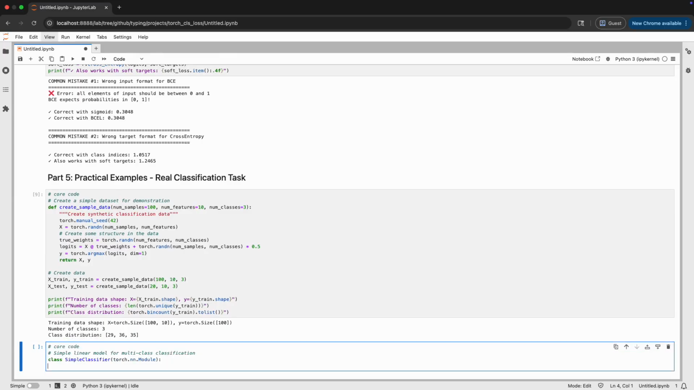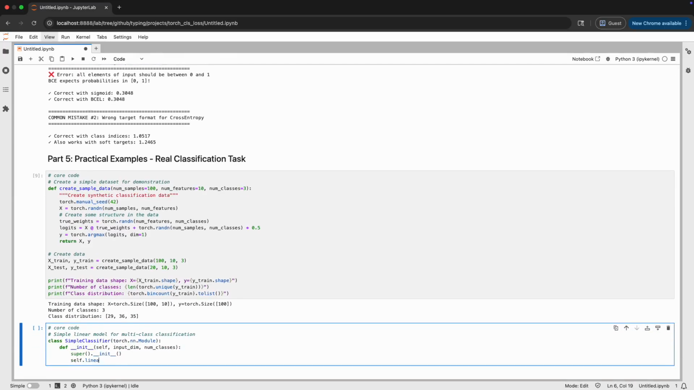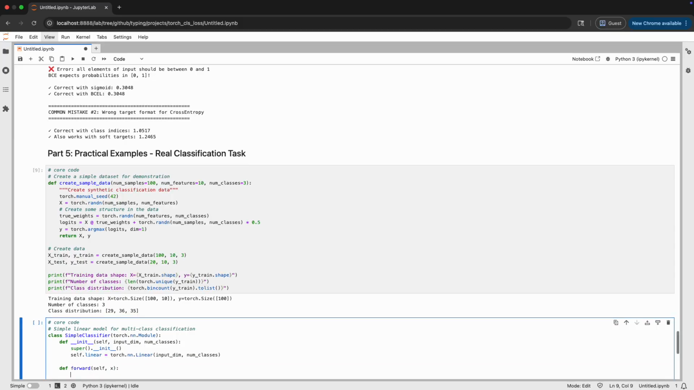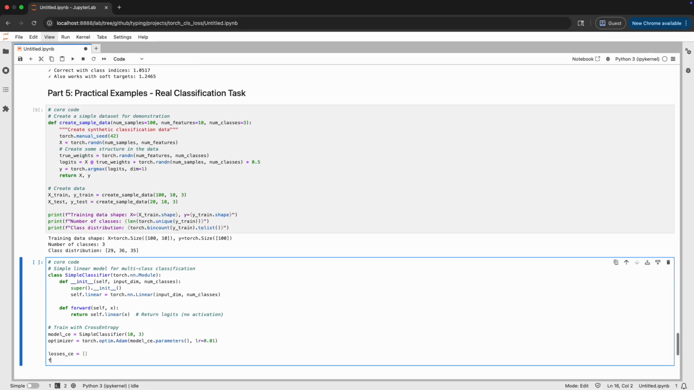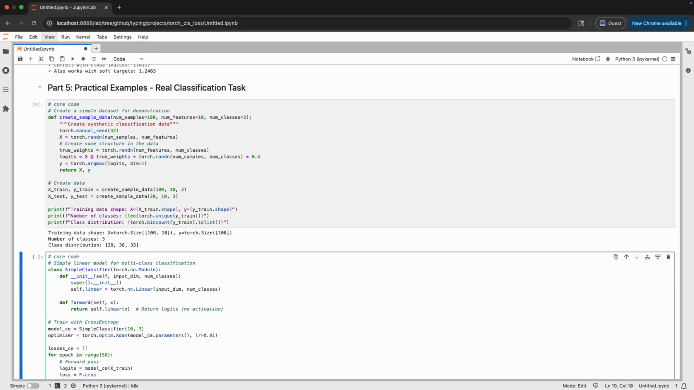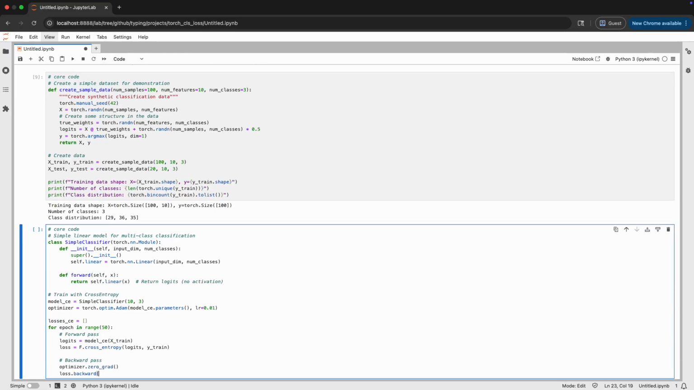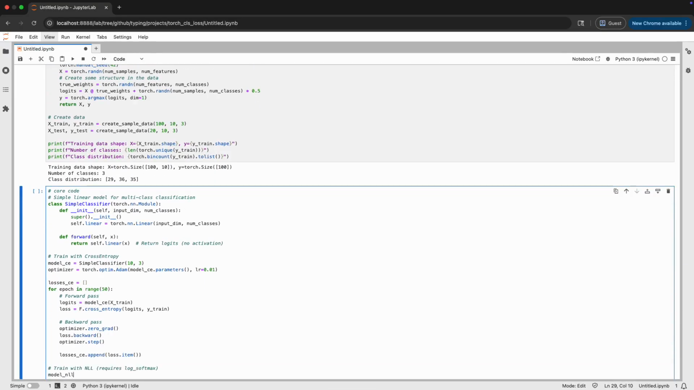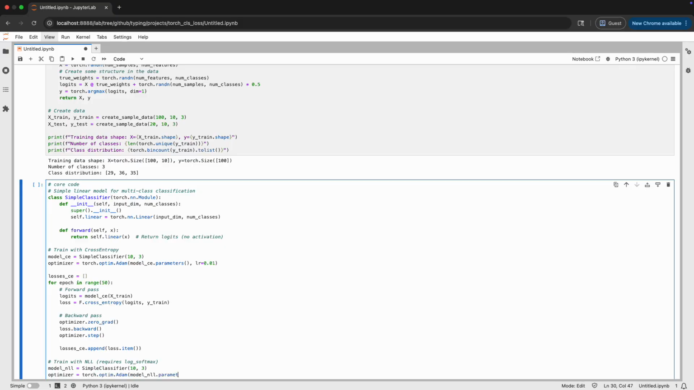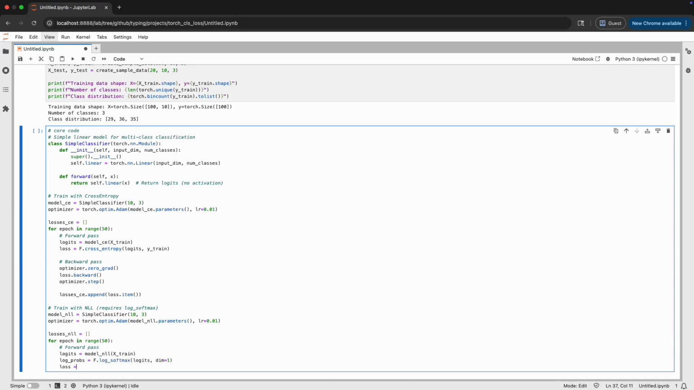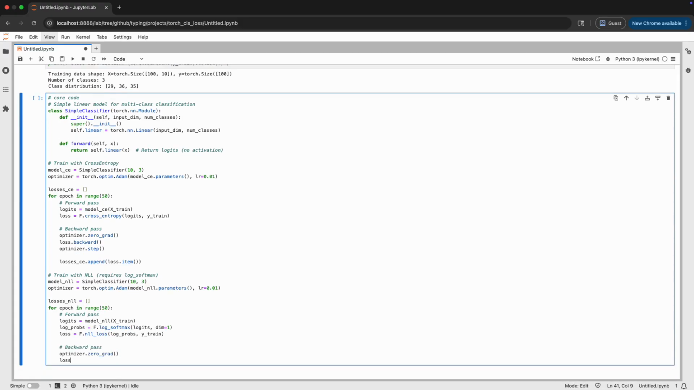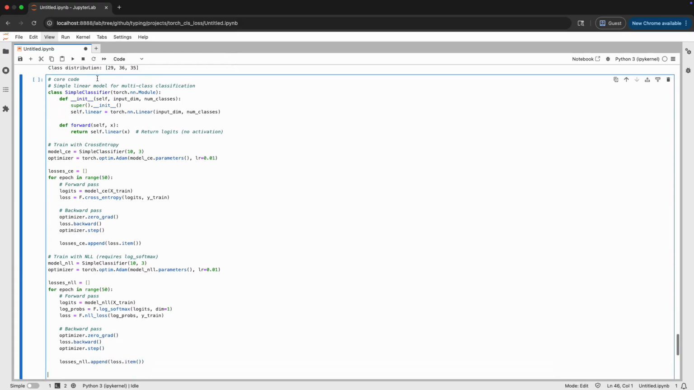Now I'll create a simple linear classifier and train it using both CrossEntropy and NLL loss to show they achieve similar performance. The model just has a single linear layer that maps our 10 input features to 3 output logits. I'll train each version for 50 epochs using the Adam optimizer. Notice that for CrossEntropy, we pass logits directly, while for NLL, we need to apply log softmax first.